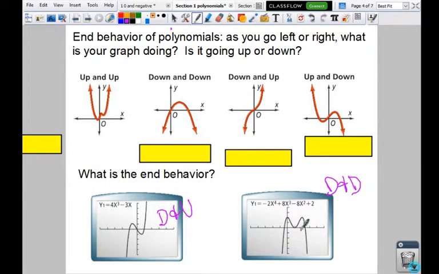At the end, though, I don't care about this middle part yet. All I care about are the ends.